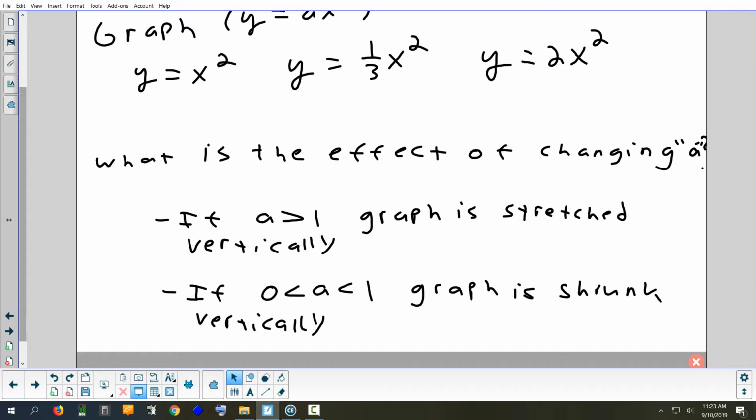And that's true for everything. If you had this function versus this function, the one on the right is vertically stretched by a factor of 3. Anytime you put a number in front of a function, it's always a vertical stretch or compression. It just depends on what number you put.